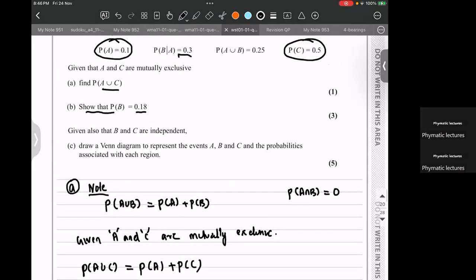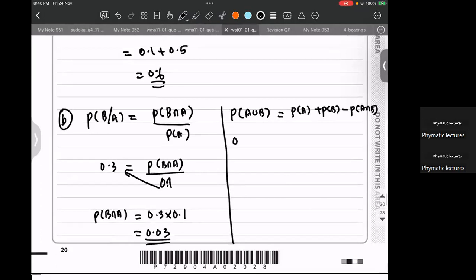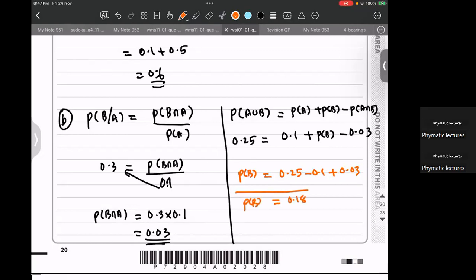The probability of A union B, it is given. What is probability of A union B? It is 0.25, equal to probability of A. We know that is 0.1, but we don't know probability of B. But we already calculated probability of B intersection A. That is 0.03. Then you can use basic algebra to make probability of B the subject. So 0.25 minus 0.1 plus 0.03. So 0.25 minus 0.1 is 0.15. 0.15 plus 0.03, 0.18. So probability of B, we got it as 0.18. Hence, shown.